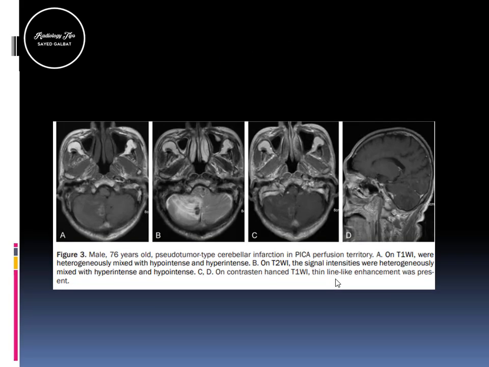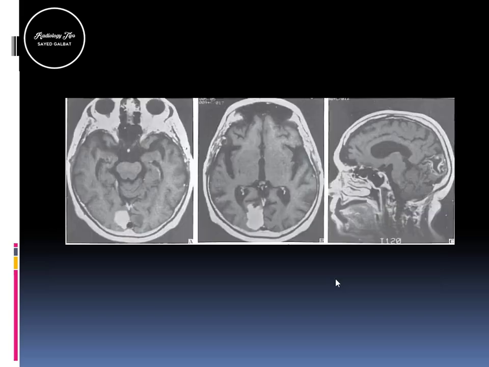This is another example. This may resemble gyral pattern of enhancement. This is another case. This is very interesting. You see a solid enhancement. This is proved to be an infarction also. So be careful that contrast enhancement in infarction sometimes can be tricky. It's not always classic.